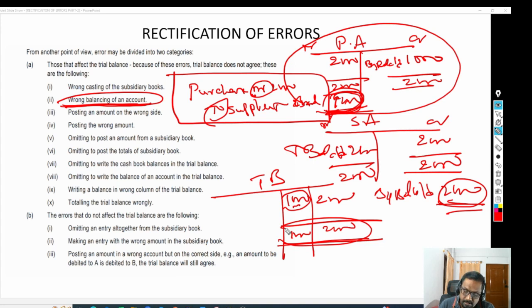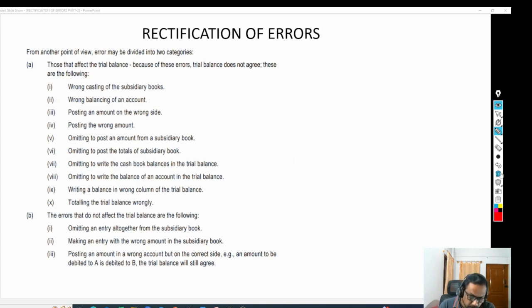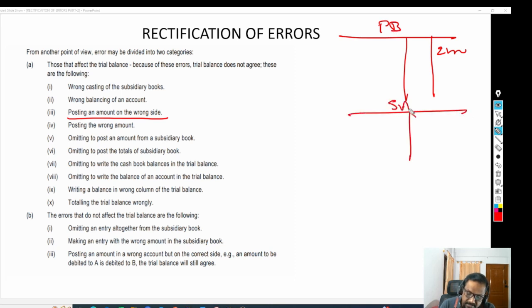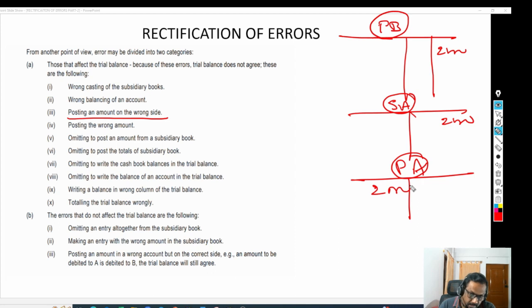Are you clear? Right. Posting an amount on the wrong side. Let us say the purchase book has 2000. This is PB, the purchase book. This is the supplier account, SA. In this, 2000. This is the purchase book. This is the supplier account. This is the purchase account. This has 2000. Now, what did he say?